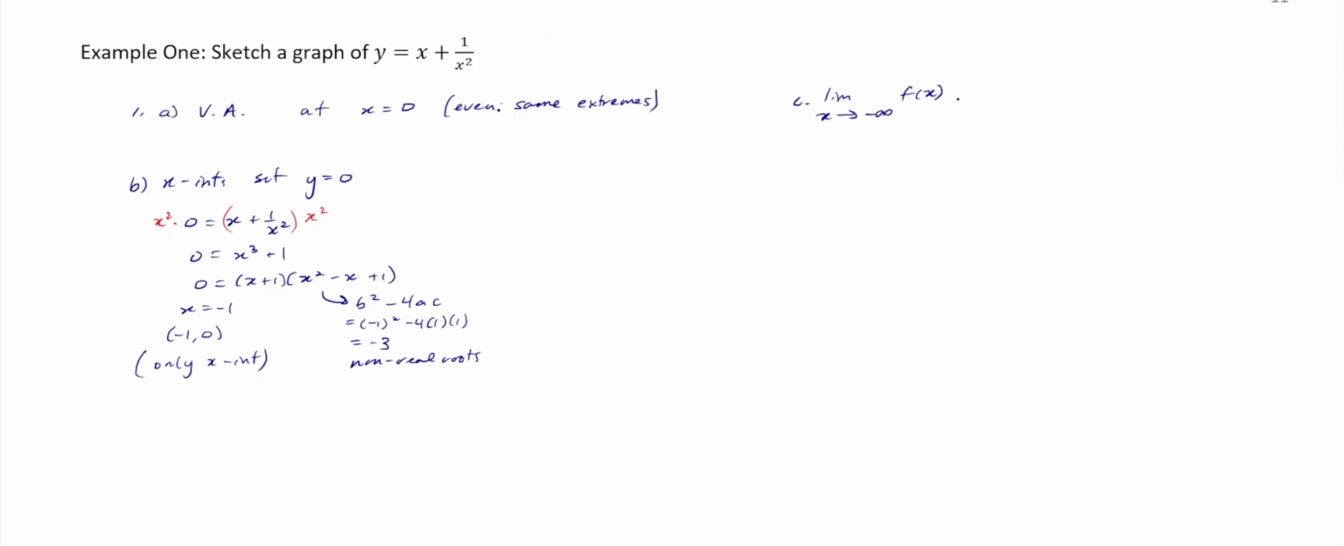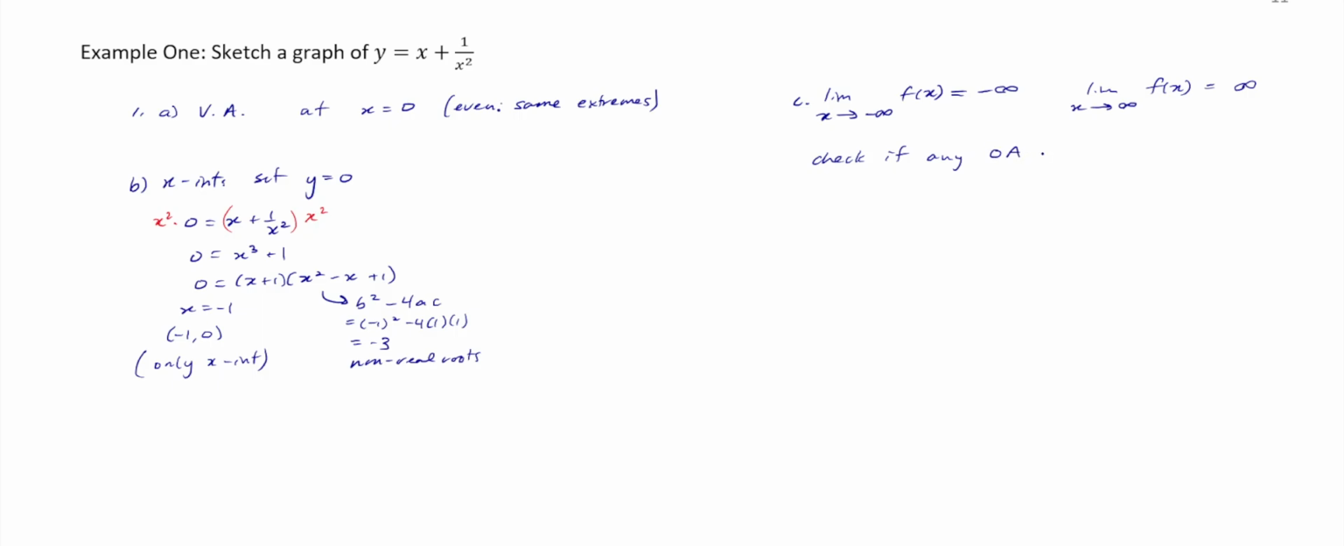So what I'm going to write here is that the limit of f of x as x goes towards negative infinity is equal to negative infinity. Same thing, the limit as x goes to positive infinity. Well, this first term goes to positive infinity, and this second term goes to 0. So positive infinity.